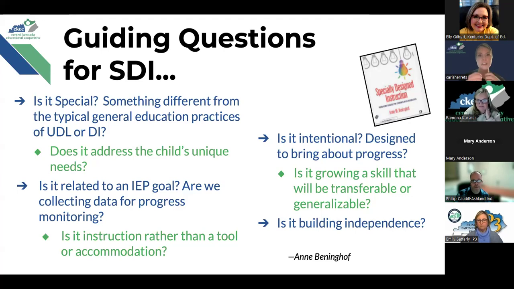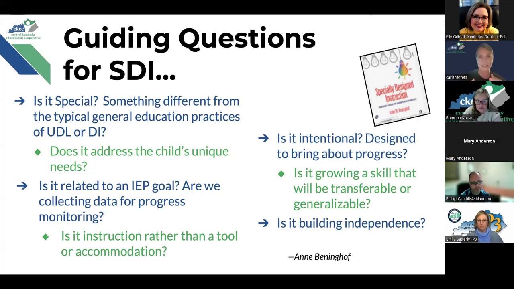Specially designed instruction needs to also be related to their IEP goals, so we're thinking about collecting that data for progress monitoring. And is that specially designed instruction actually instruction rather than a tool or accommodation? I'll explain a little bit more about that shortly. We want to make sure that specially designed instruction is intentional and it is bringing about progress of that student with IEPs. We want to grow those skills so that they can transfer and generalize across settings.